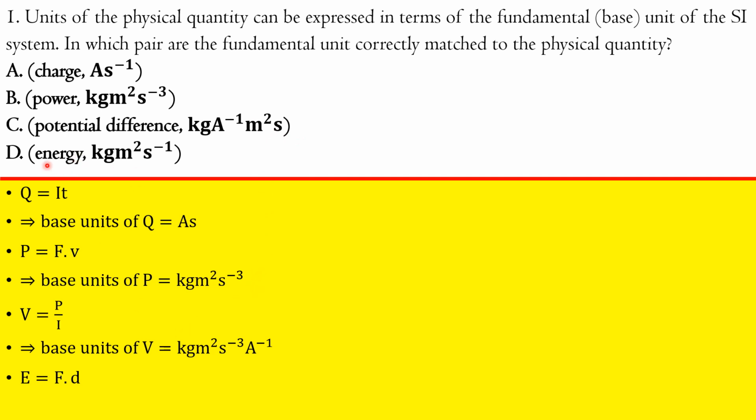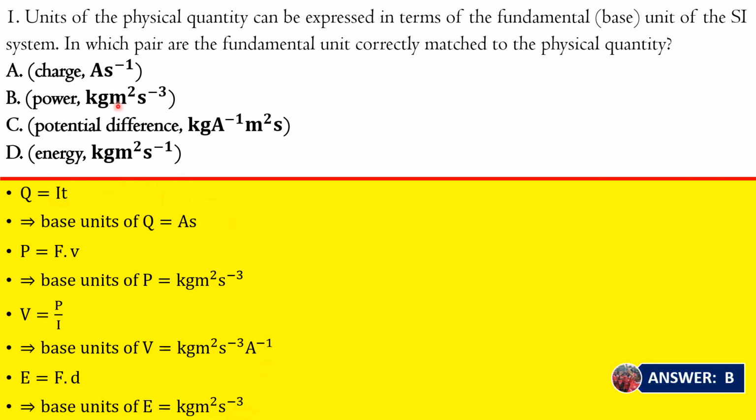So D says energy. Energy is basically work done, right? Force times distance, and so we have base units of energy to be kilogram meters squared per second cubed, right? Because okay, no, I've made a mistake here. It's actually kilogram meter squared per second squared. Sorry about this, because force is kilogram meters per second squared, and then distance is just meter. So this is per second squared. Anyways, D is also wrong. So our answer is B right there.